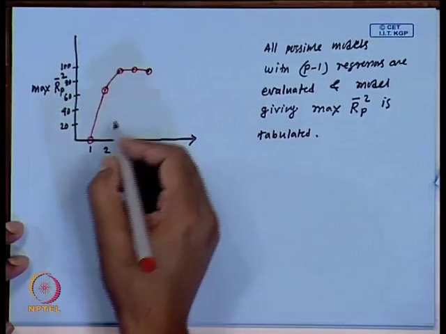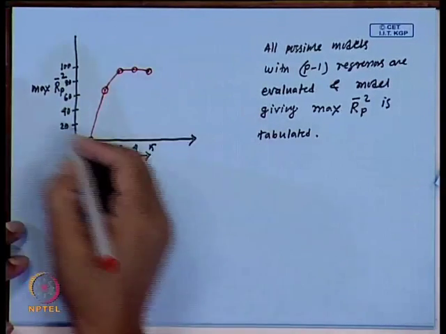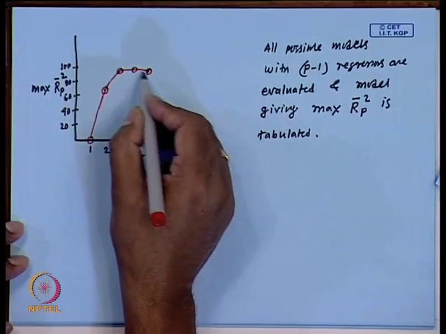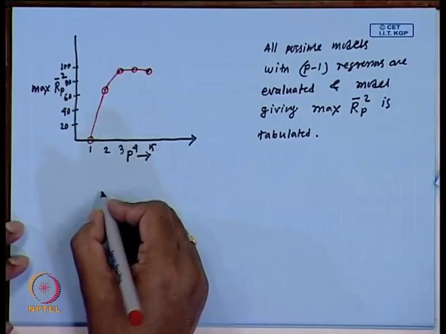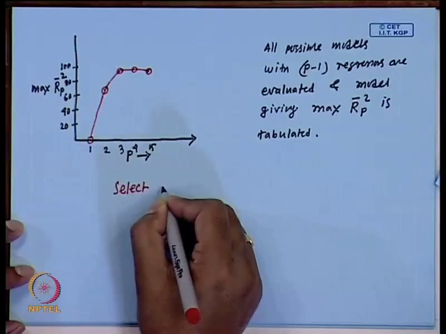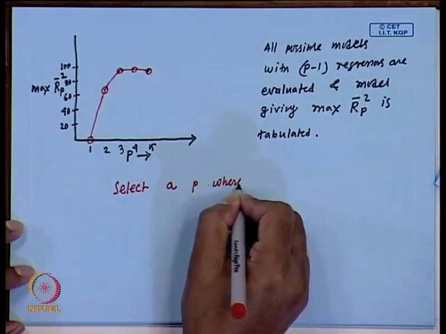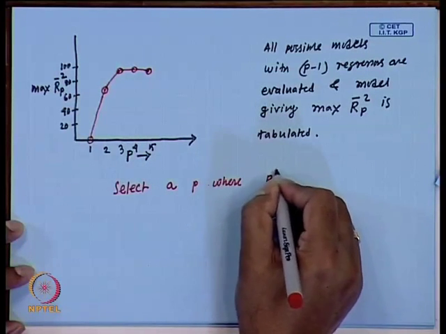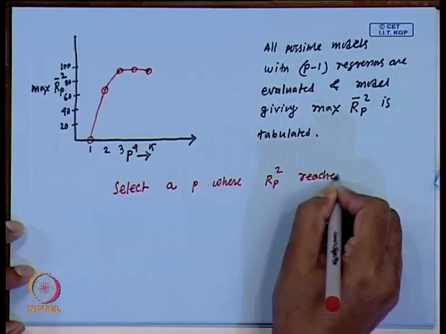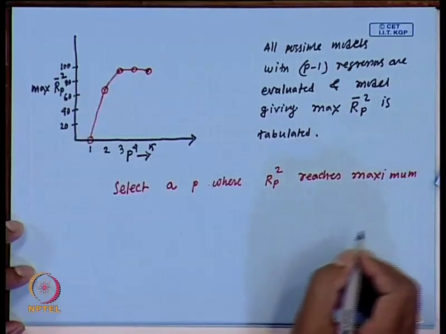So, here you can see it is not necessarily always increasing; the value of adjusted Rp square can decrease also sometimes. So it suggests that the selection criterion is that you select a p where Rp square reaches maximum. Okay.